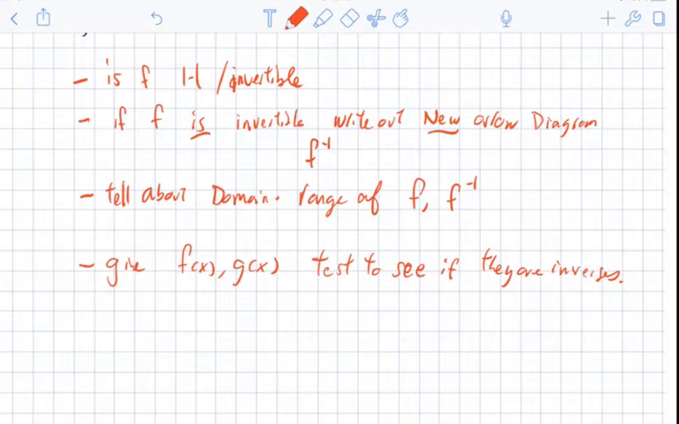Is it invertible? How do you tell? If it is invertible, draw a new diagram for the inverse. Tell me about the domains of each of these. And then, if I give you two functions, do this composite thing to test to see if they're inverses.